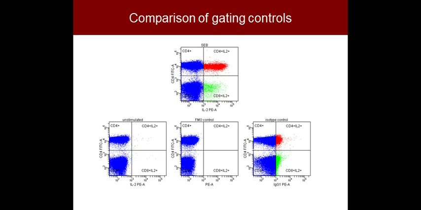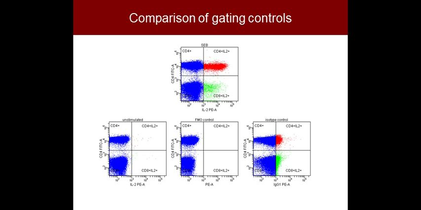But there are other kinds of controls. You could use an FMO control, and some people have tried this to set your positive-negative boundary. But look how much further away that is. If you were looking at the FMO control only, you would have set that vertical boundary probably somewhat closer to the y-axis. And that would have cut into your true negative population when you looked at SEB or other experimental samples.